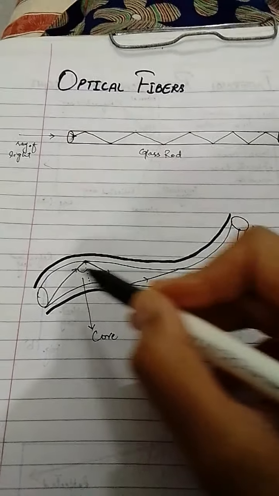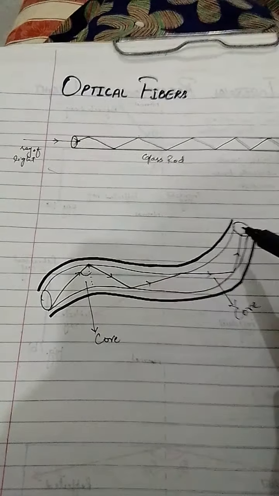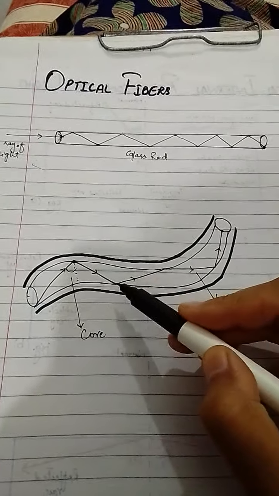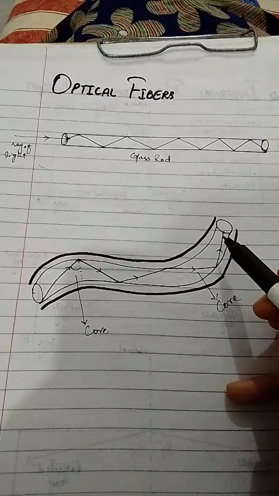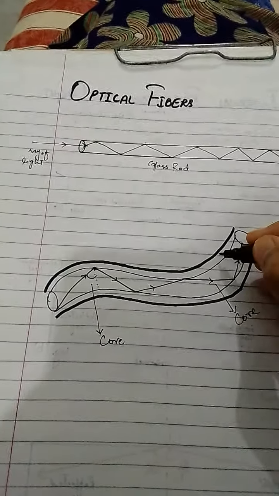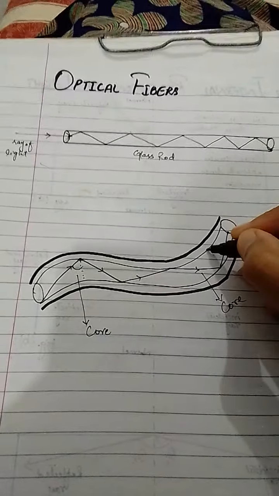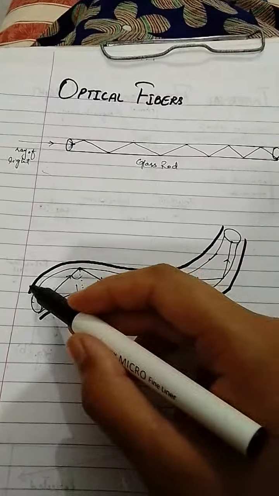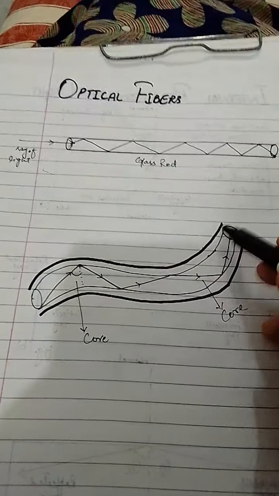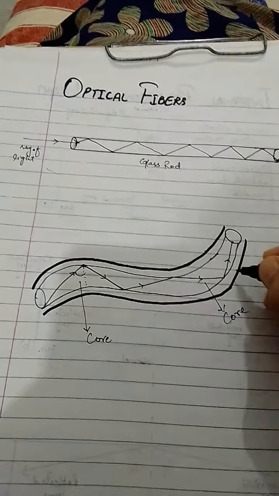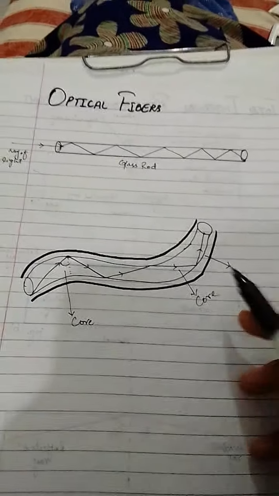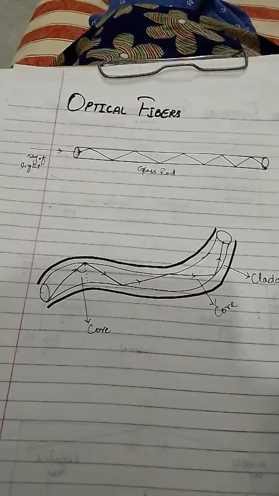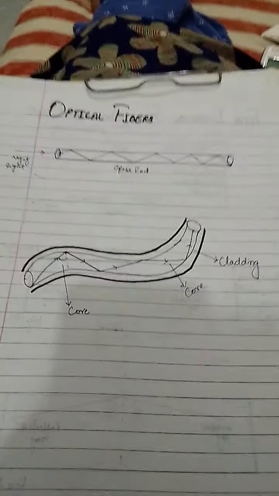So this is the central part of this wire or this fiber, which plays the role of internal reflection. Now, you might notice that there is a gap between this line and this line. So this whole layer is called the cladding. Okay, so what exactly is a cladding?